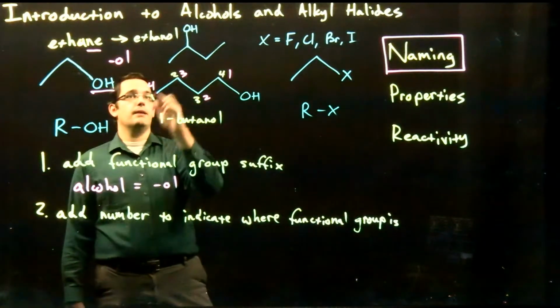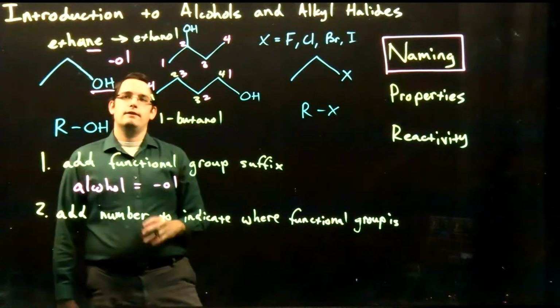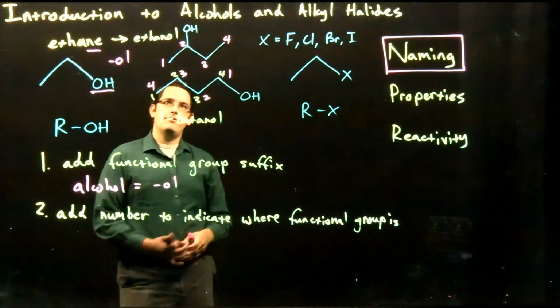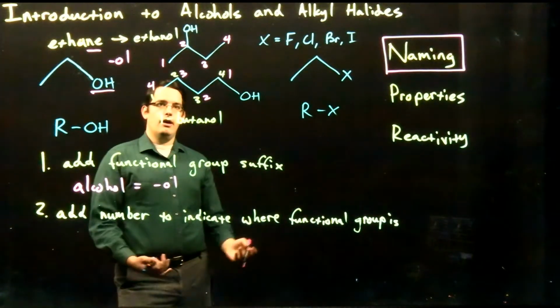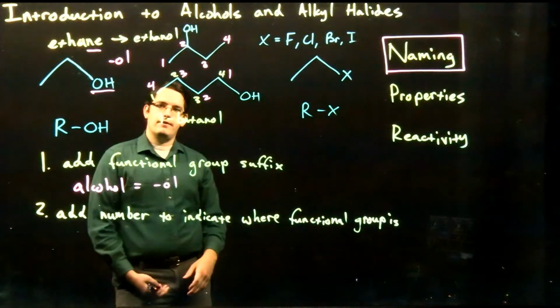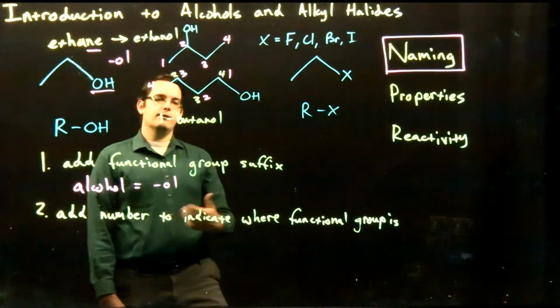Up here I'm going to do the same thing. 1, 2, 3, 4. In this case I'm numbering it from the left in order to give the lowest number to my alcohol functional group of 2. So my structure at the top would be 2-butanol, and my structure on the bottom here is 1-butanol.